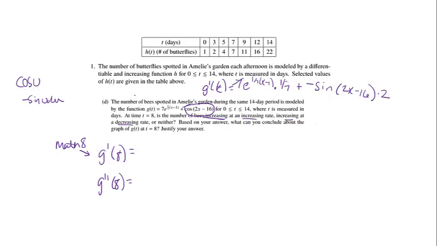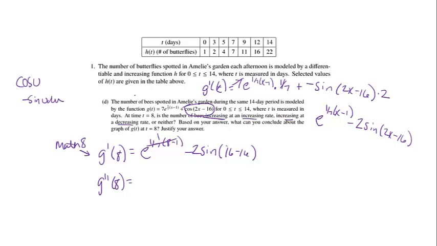So the 7 and the 1/7, they're going to cancel each other out. So this is just going to end up being e to the 1/7 x minus 1 minus 2 sine of 2x minus 16. All right, so then when I'm finding g prime of 8, if I plug 8 in, we'll get 1/7 times 8 minus 1 minus 2 sine of 16 minus 16. This will end up giving me 1, and this will end up giving me 0.